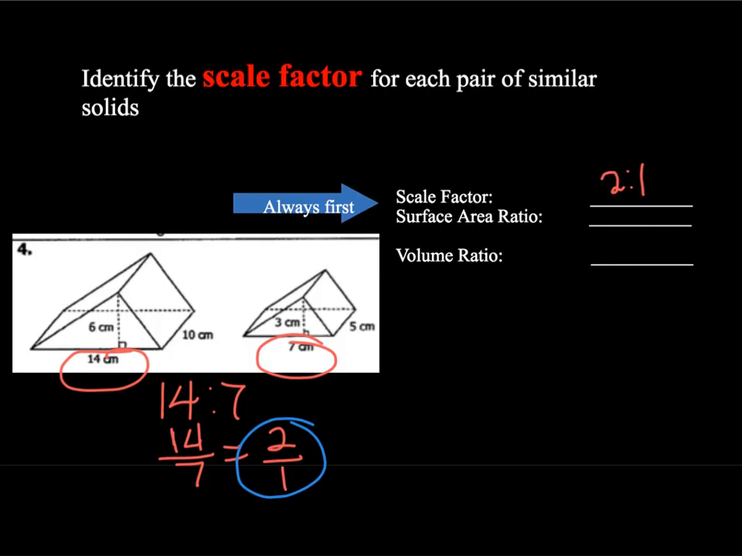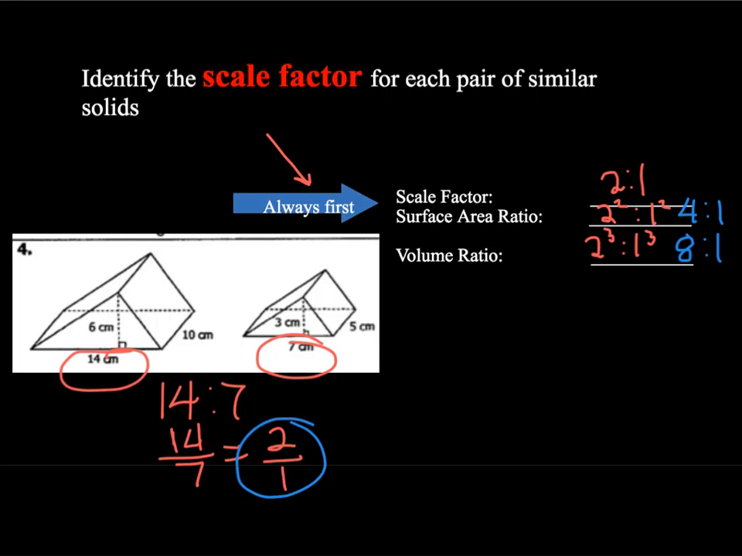According to the notes we just read, once we find the scale factor first, which is what our arrow indicates, we can find the surface area by squaring A and squaring B. So I'm going to go 2 squared to 1 squared. That's going to be simplified to what? You got it, 4 to 1. Well, let's see what the volume is going to be.